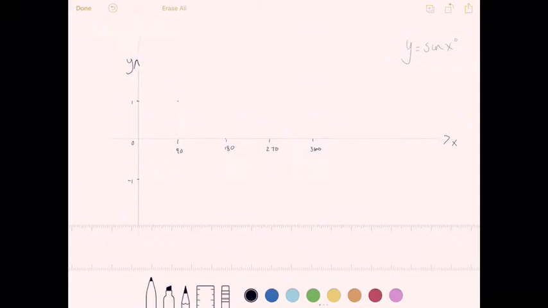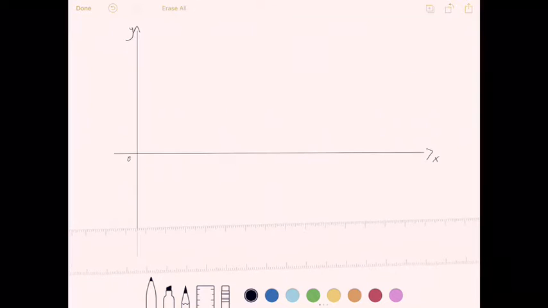Then mark the key points, which are (0, 0), (90, 1), (180, 0), (270, -1) and (360, 0). And then connect those points to create a smooth wave. That's y equals sine x degrees.